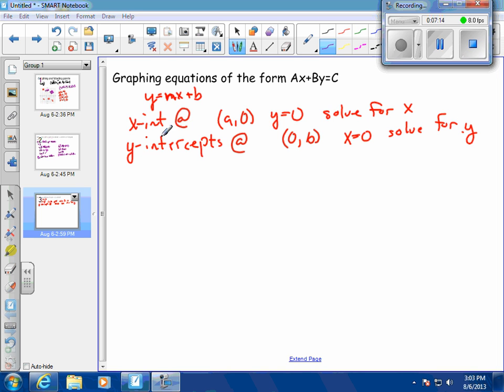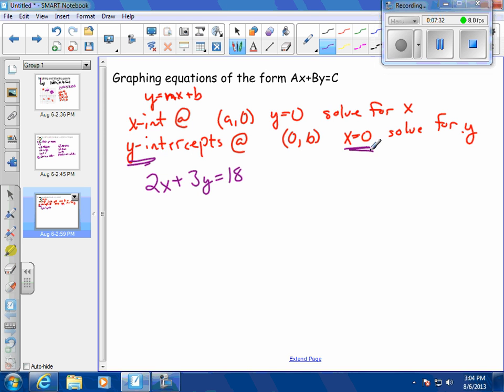An example of doing this will be solving or graphing 2x plus 3y equals 18. So what we're going to do, we're going to solve for the y-intercept first. So solving for the y-intercept, we plug in a 0 for x. So I'm going to have 2 times 0 plus 3y equals 18. 2 times 0 is 0. 0 plus 3y equals 18. 0 plus 3y, that's just 3y equals 18. Divide by 3, divide by 3.